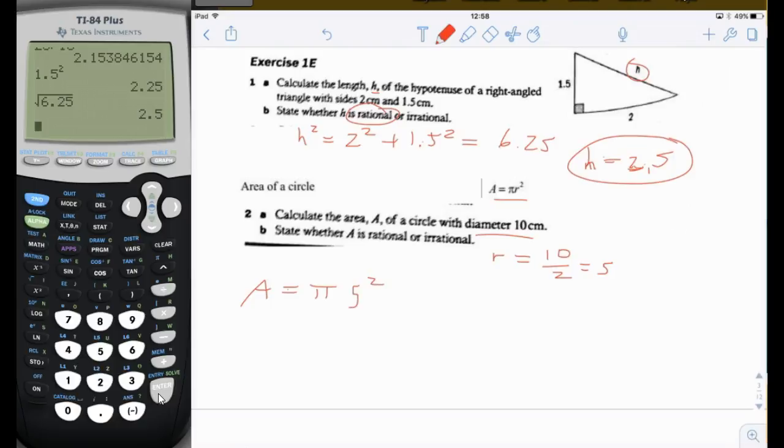Now we know that pi is irrational. So what about 25 pi? Is it also irrational? Yeah. Any nonzero rational number times an irrational number is going to give you an irrational number. Okay? And so that's it for page 3.